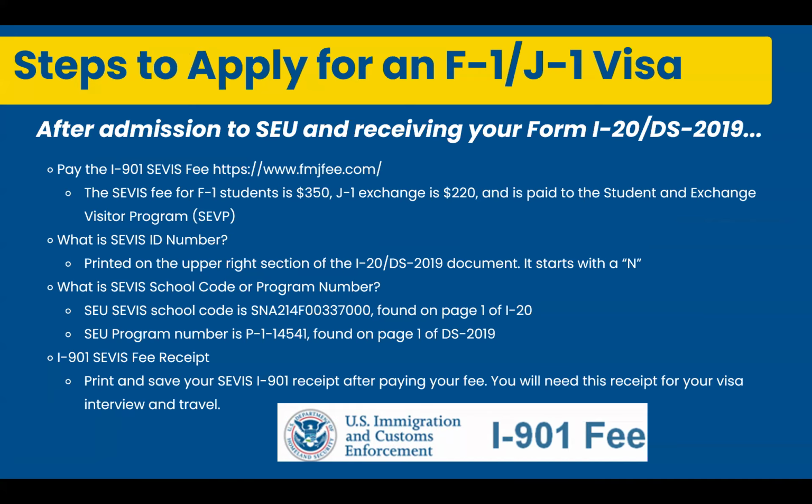But once you have that I-20 or that DS-2019, your first step is going to be paying the I-901 SEVIS fee. And you'll see the link here on the screen. Basically, you would pay $350 if you're an F1 student, and then $220 if you're a J1 exchange student. And this goes to the Student and Exchange Visitor Program, or commonly referred to as SEVP. And in order to pay this, you need your SEVIS ID number. And your SEVIS ID number will be found on that I-20 or the DS-2019 that we issued for you. And it generally starts with the letter N. Of course, reach out to us if you have any issues finding that.